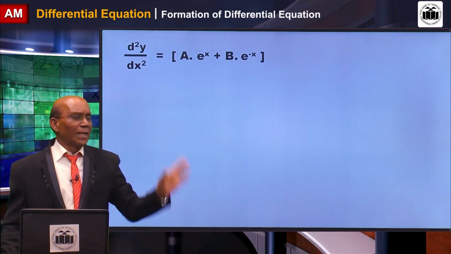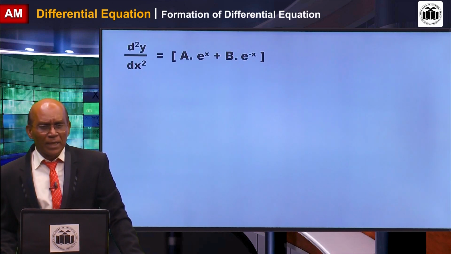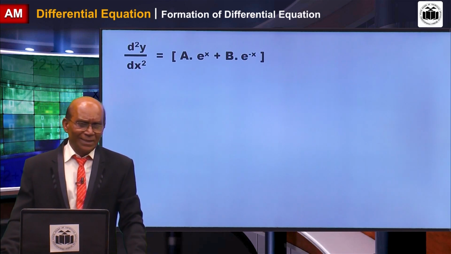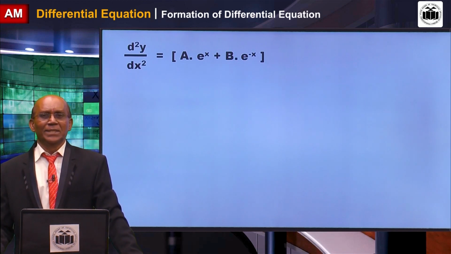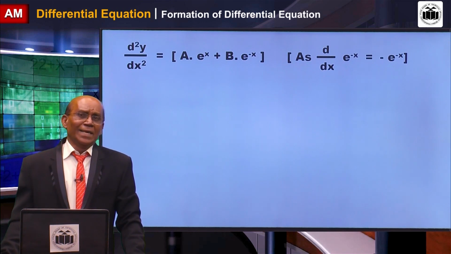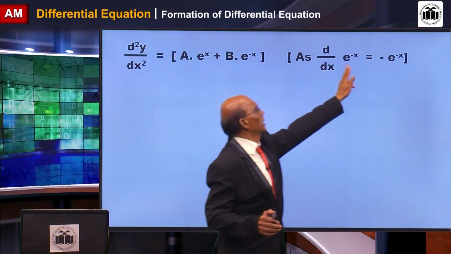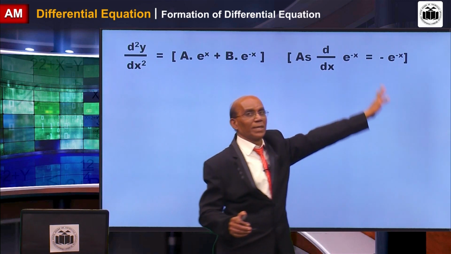Now we come to the last step here, but can you guess the answer for that one? Yes? See, the answer is now here. Again here we had written the derivative d by dx of e raised to minus x as minus e raised to minus x.